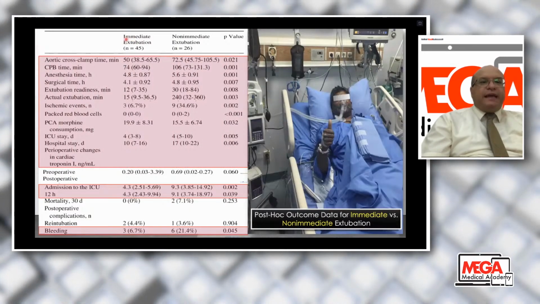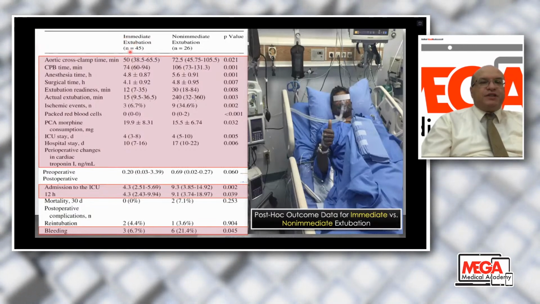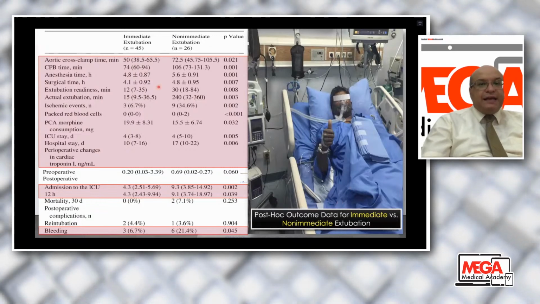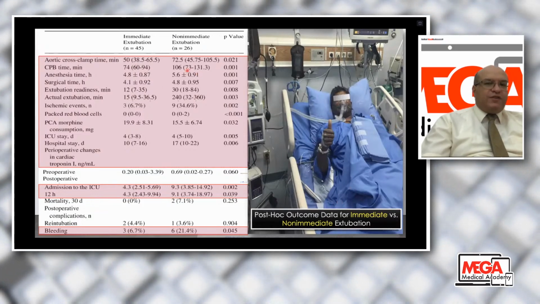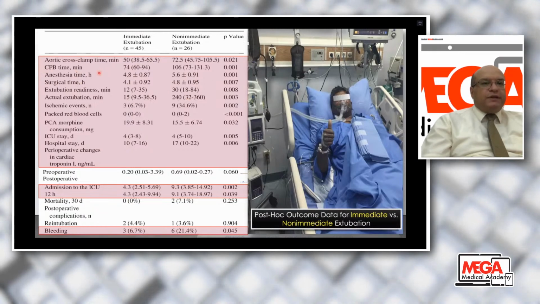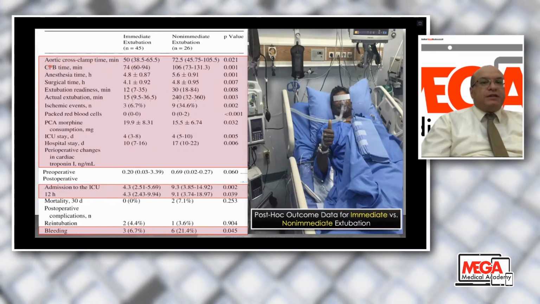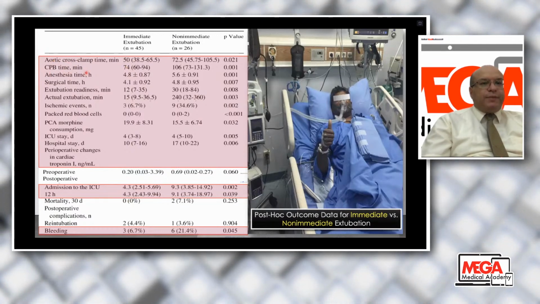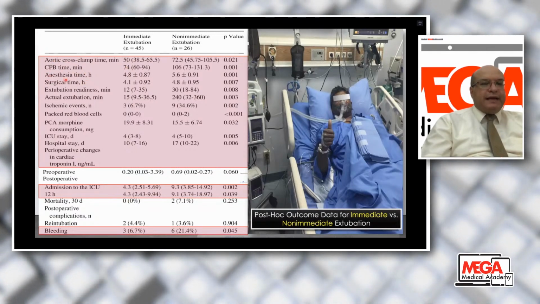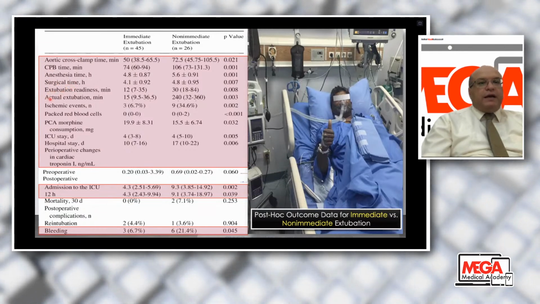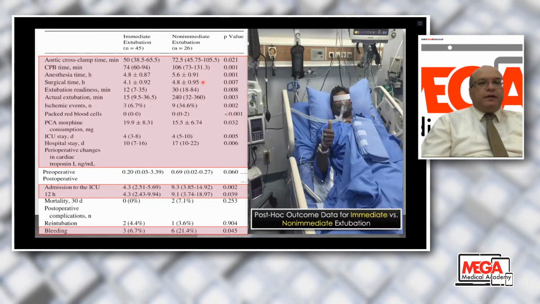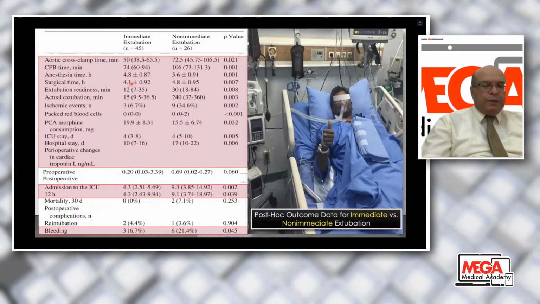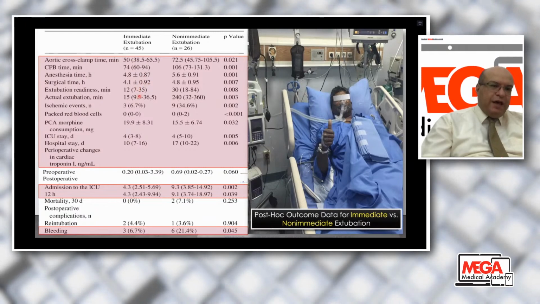Here we compared 45 patients who were immediately extubated on the table. This is one of them. This is a post hoc analysis, and 26 received conventional ventilation. We found some differences. Patients with shorter aortic cross clamp time, shorter cardiopulmonary bypass, anesthesia and surgical times, and readiness for extubation were more likely to be immediately extubated on the table.